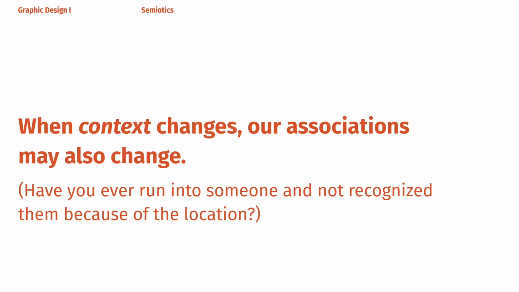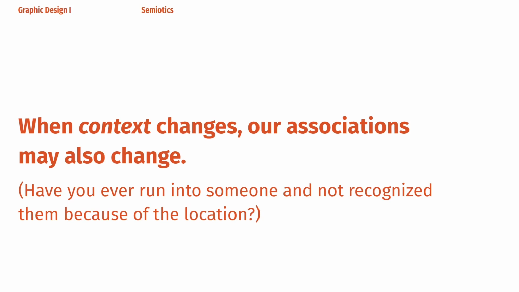When those contexts change, our associations can also change. So if we take the act of driving and put it in a totally different scenario, or we take the color green and move it from the idea of the traffic light and put it somewhere else, let's say in a healthcare setting, green might mean sick instead of go, for example. So those associations change depending on where we see them.